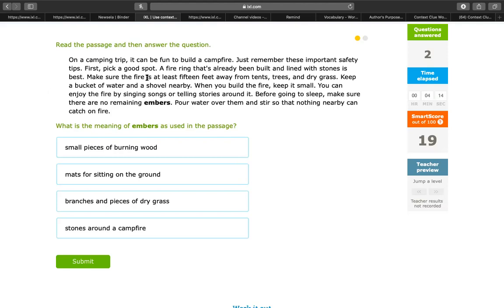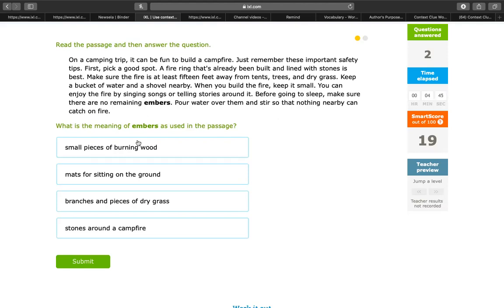Make sure the fire is at least 15 feet away from tents, trees, and dry grass. Keep a bucket of water and a shovel nearby. When you build the fire, keep it small. You can enjoy the fire by singing songs or telling stories around it. Before going to sleep, make sure there are no remaining embers. Pour water over them and stir so that nothing nearby can catch fire.